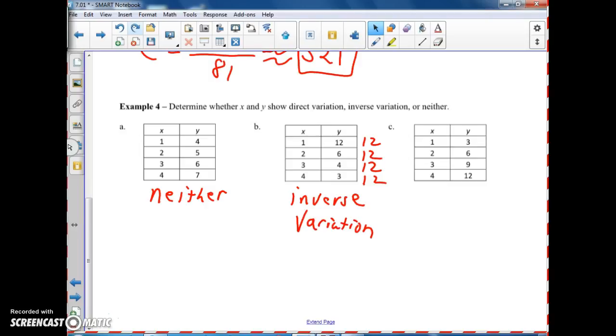1 times 3, 3. 2 times 6, 12. 3 times 9, 27. Oh, that's not working. 1 divided by 3, or 1/3. Okay, 2 divided by 6, 1/3. 3 divided by 9, 1/3. 4 divided by 12, 1/3. So you're dividing. Okay, all right, so it's going to be direct. That's right. Direct variation is the answer. You got it. That's it.